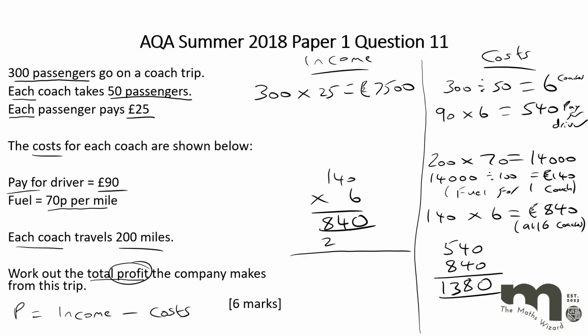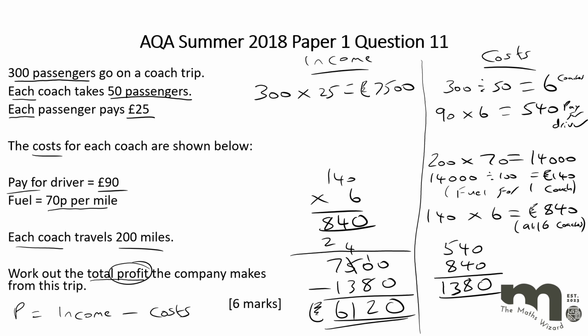So now we need to do a subtraction. So we've got 7,500 minus 1,380. So 0 minus 0 is 0. 0 minus 8 you can't do. So we're going to borrow 1 from here. This becomes a 4. 10 minus 8 then gives you 2. And 4 minus 3 gives you 1. 7 minus 1 gives you 6. So your final answer is £6,120. This is your profit for that one.